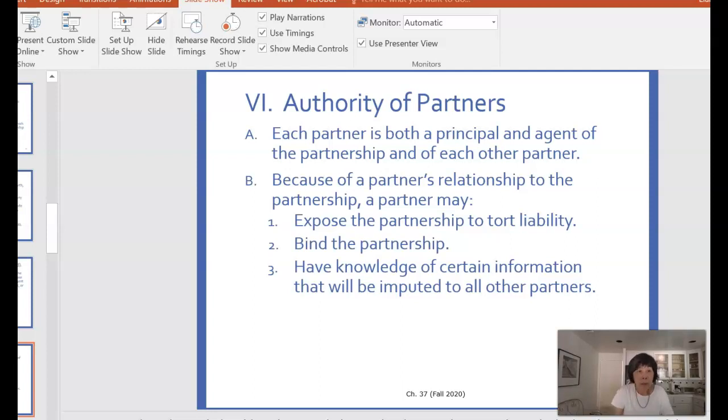All right, we will continue now with authority of the partners. Each partner is a principal and an agent of the partnership and of each other. So when one partner goes out and acts on behalf of the partnership, he or she binds the other partners. Whatever knowledge a partner may have about a transaction or about a piece of property is imputed to the other partners as well.